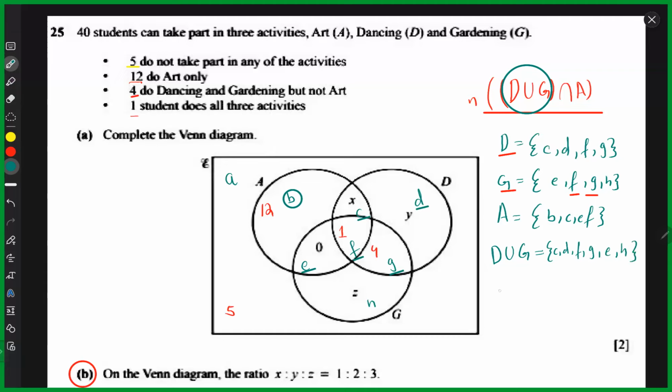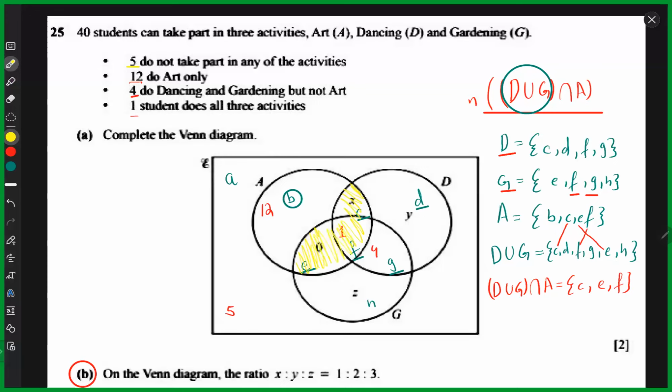Okay. And then the elements of A and their intersection specifically. Intersection means common elements. So it would be C, it would be F, and it would be E. So in D union G, whole intersection with A, I have C coming in common, I have E coming in common, and I have F coming in common. So C, E, and F. I have this part. It's C, it's E, and it's F, this part.